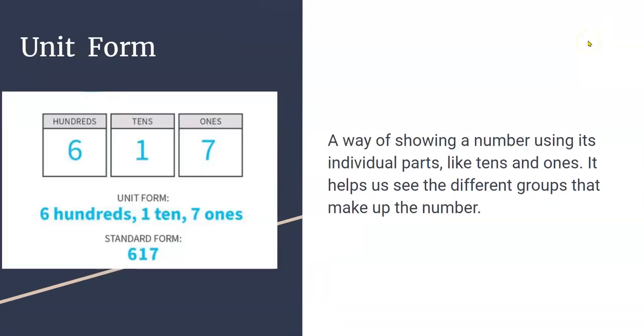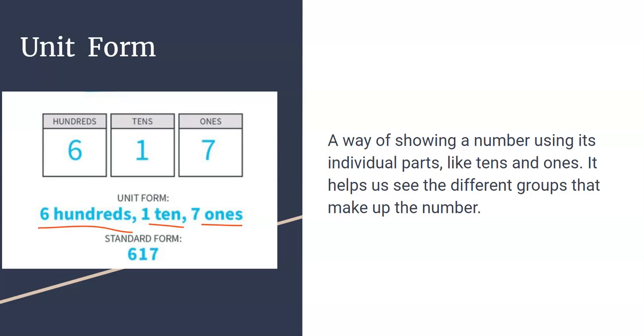Okay, let's go into what is unit form. Unit form is a way of showing a number using its individual parts, like tens and ones. It helps us see the different groups that make up the number. So over here we have 617. So in unit form we have 6 hundreds, 1 ten, and 4 ones.